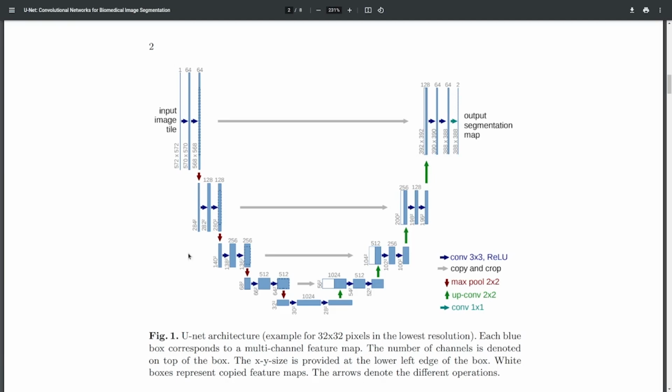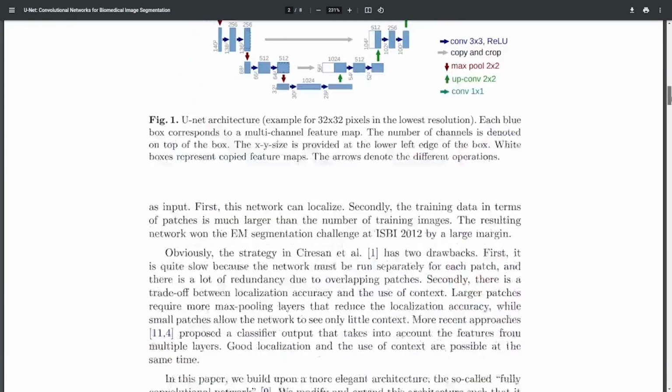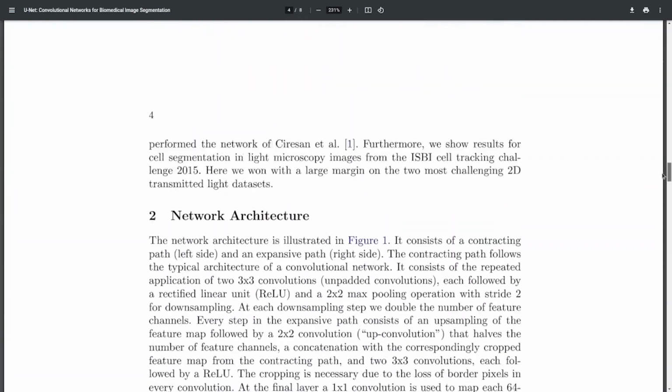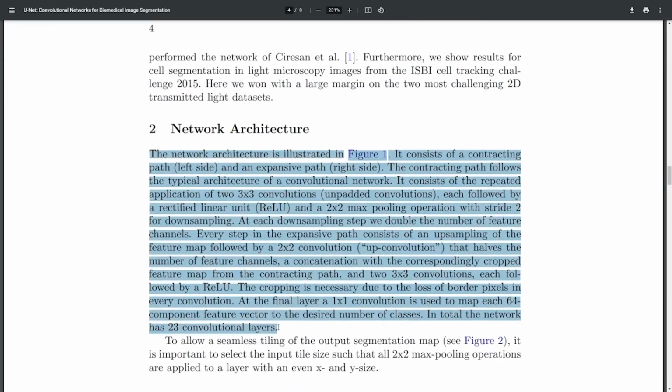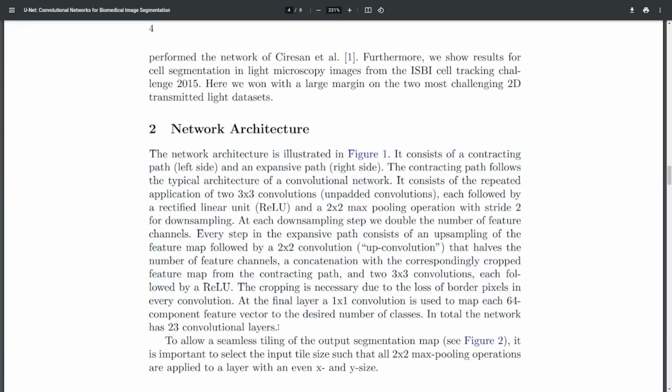Now, let's go through the most important part of the paper, the network architecture. This part of the paper contains the technical detail about the encoder and decoder structure. The network architecture is illustrated in Figure 1. It consists of a contracting path and an expansive path. So, the term contracting here refers to the encoder part of the network, and the term expansive path refers to the decoder part of the network.